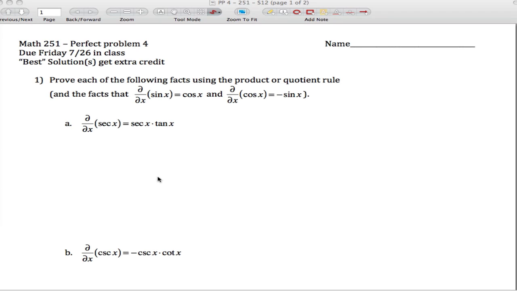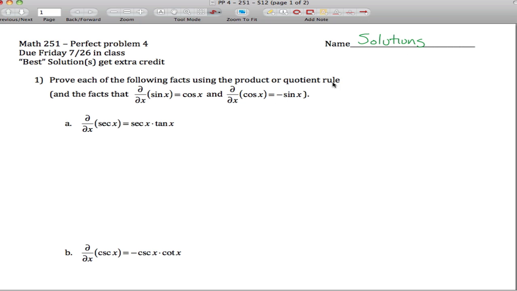Alright, here are solutions to perfect problem 4 for Math 251. This is the trig one, so you're asked to prove the following facts. You're supposed to use the product rule, the quotient rule, and really you're only supposed to know two derivatives: that the derivative of sine is cosine, and the derivative of cosine is negative sine. And with that information, we can come up with the derivative of any of our other four trig functions.